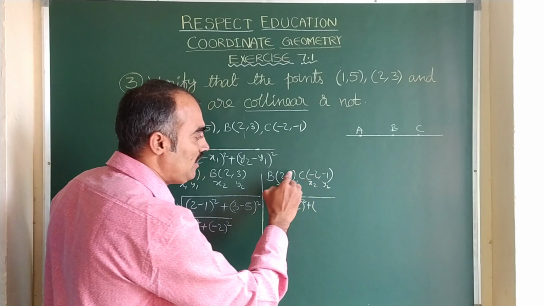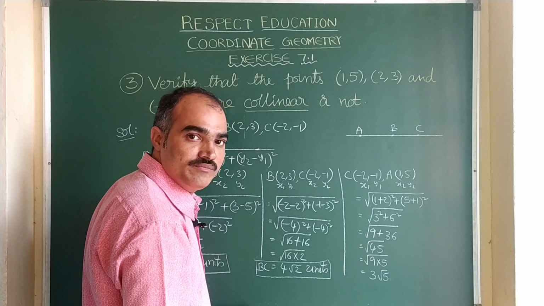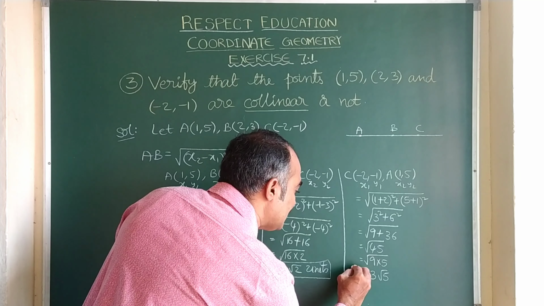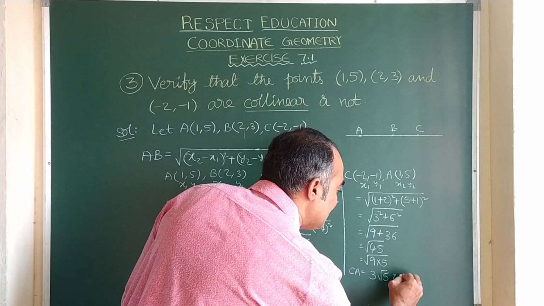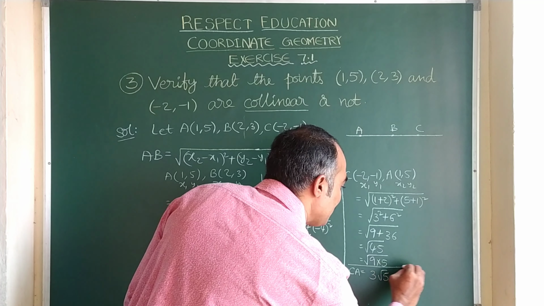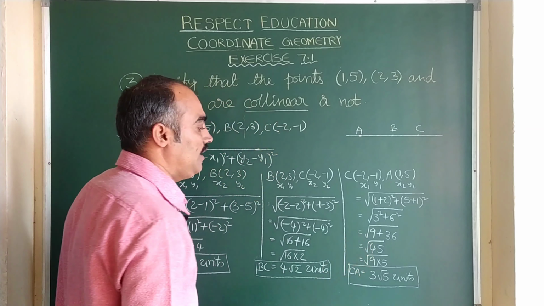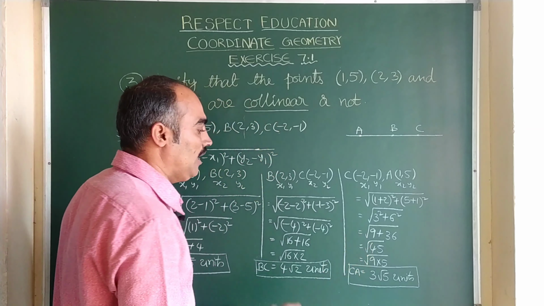45 can be written as 9 into 5. So it can be split as root 9 into root 5. Root 9 is 3, and root 5 we can write as it is. Actually, for writing purposes, I converted 45 as 9 into 5. So this value is nothing but CA. CA is 3 root 5 units. Now let us compare these three values to verify whether they are collinear or not.